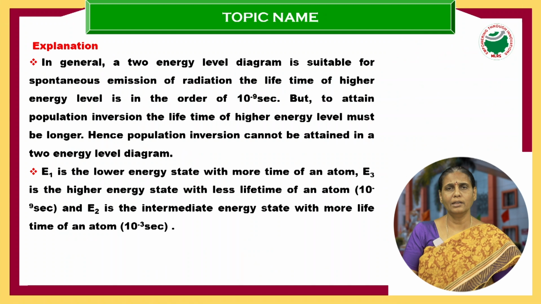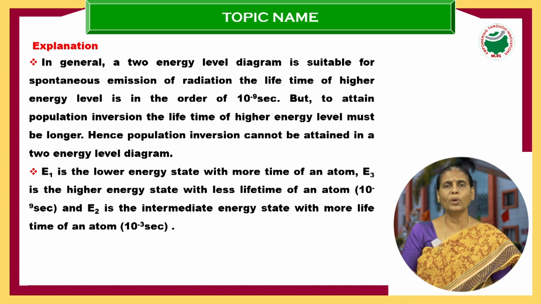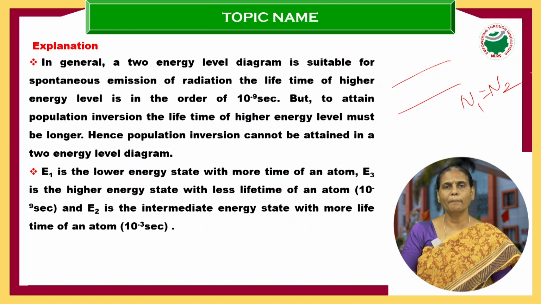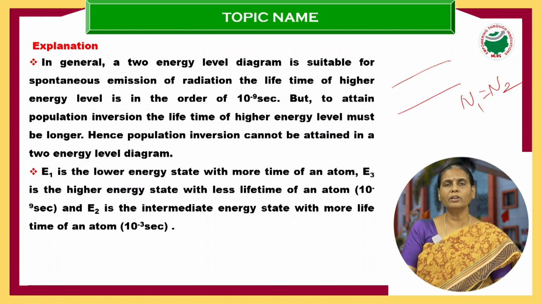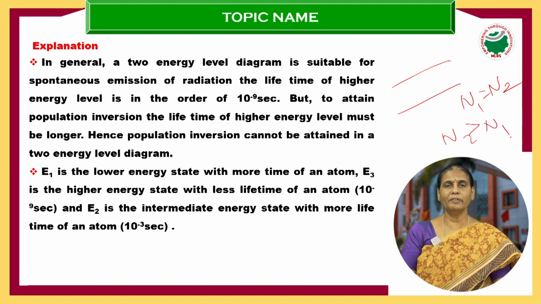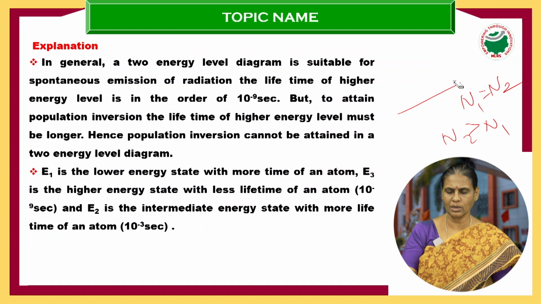In general, this cannot be satisfied for a two energy level system. Why? Because in a two energy level system, at the maximum we can achieve N1 equal to N2. That is, by some means we can make the N1 atoms in the lower energy state equal to the N2 atoms in the higher energy state. But we cannot achieve N2 greater than N1. So for this sake, let us go for a three energy level system.